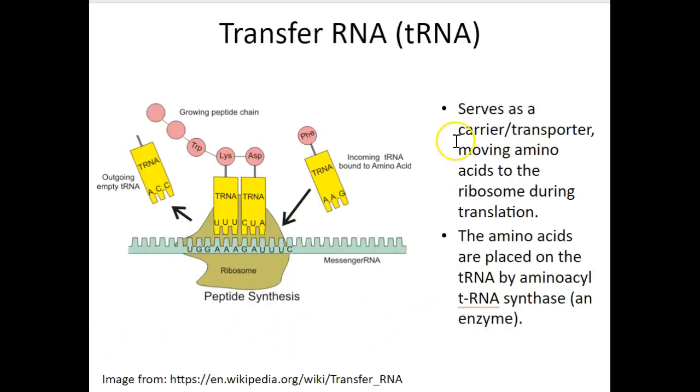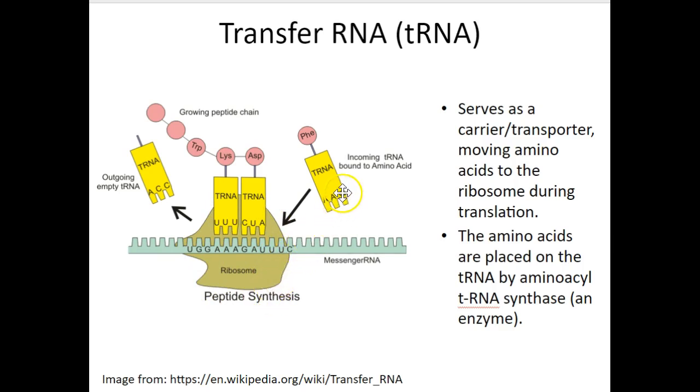Transfer RNA, also known as tRNA, is another category of RNA, and it's shown as these little blocky yellow structures. Each of them is composed of a single strand of RNA that's folded into what is actually not a square but a cloverleaf structure. On one end of it, each transfer RNA will carry an amino acid into the ribosome, helping out with translation. That's the job of tRNA, to carry amino acids into the ribosome.